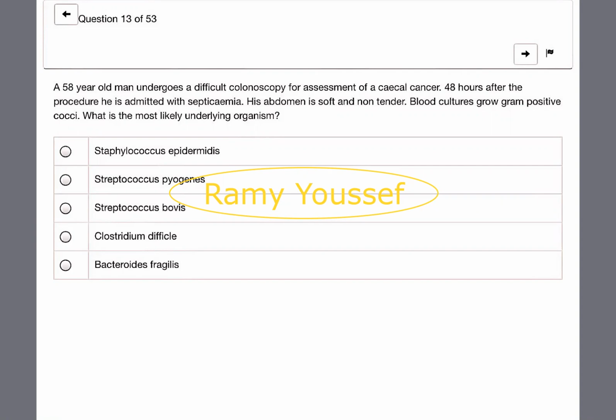Okay. Colonoscopy, first one, I think Staphylococcus epidermidis. Yeah. Staphylococcus epidermidis.